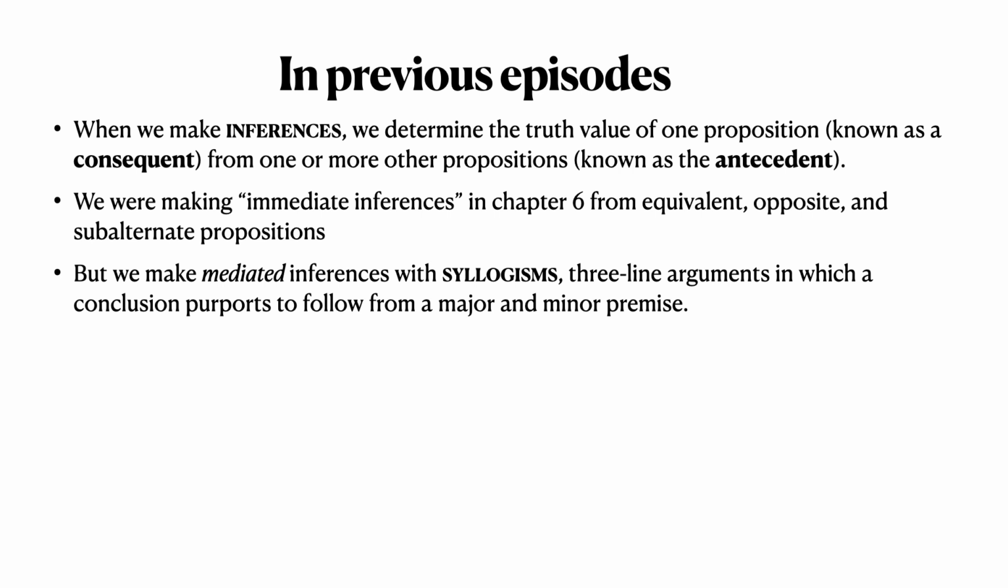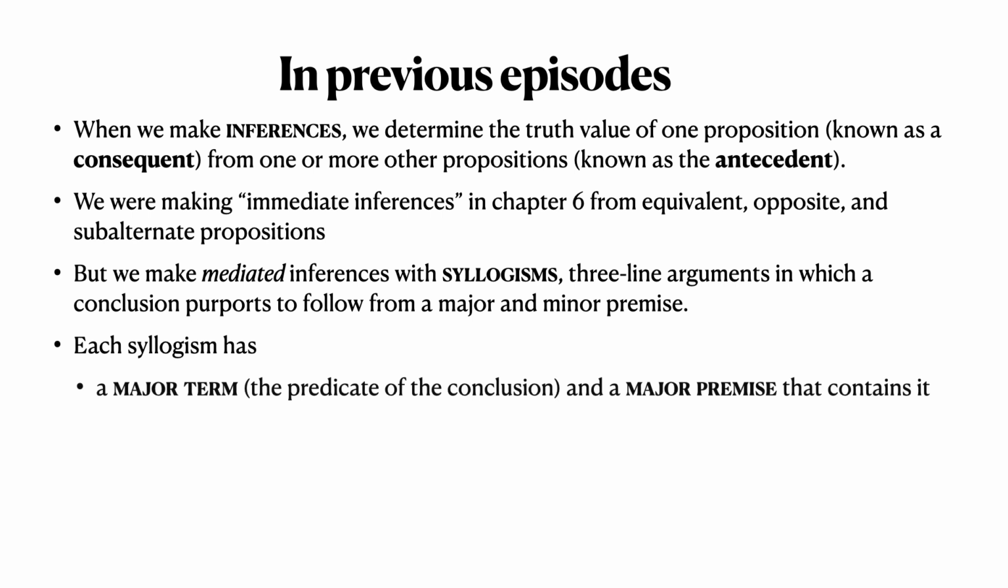What's different now is that we're learning how to make mediated inferences with syllogisms, three-line arguments in which a conclusion purports to follow from a major and a minor premise. The major and minor premise are the antecedent. The conclusion is the consequent. Now, each syllogism has a major term, which is the predicate of the conclusion, and a major premise that contains that term. We always find the major term by looking for the predicate of the conclusion, and we always find the major premise by looking for the major term.